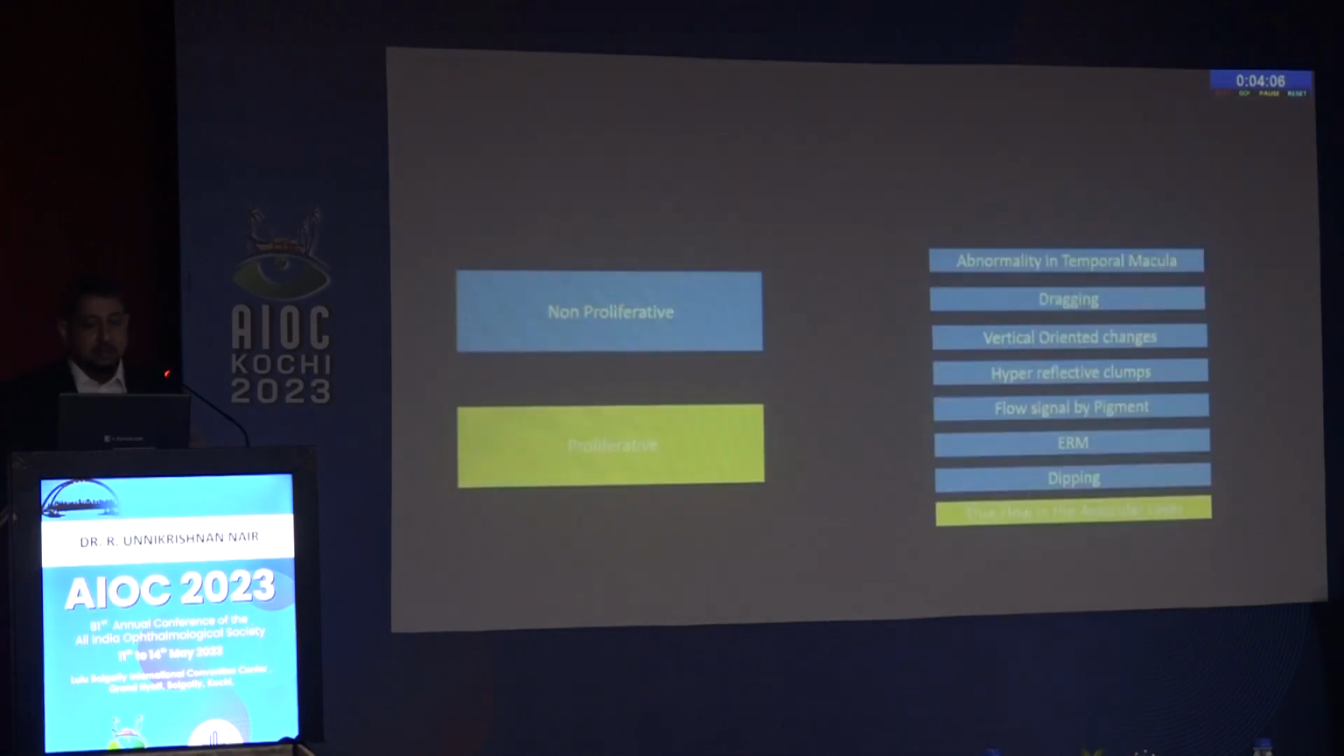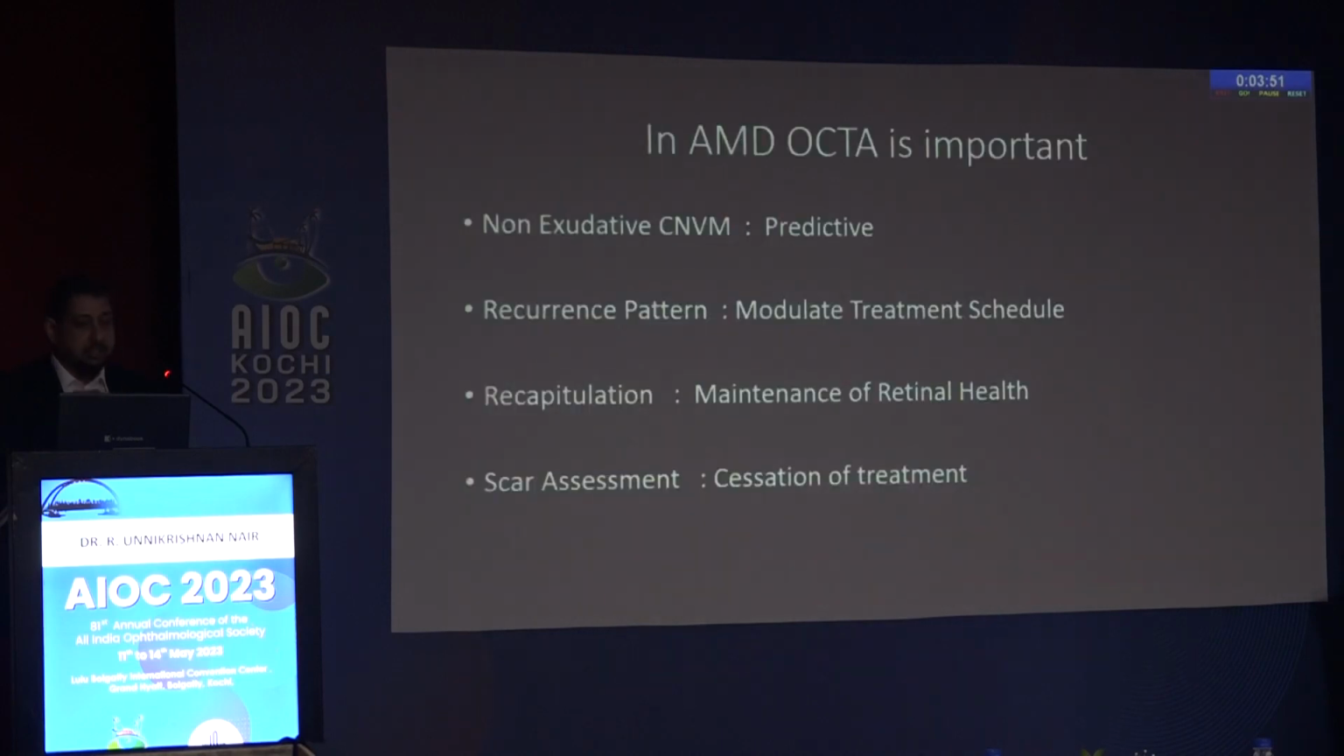Okay. So just look at these features. Non-proliferative, you see all these features, and the proliferative, you see true flow in the avascular layer. So this is how you differentiate a non-proliferative and a proliferative, and all the features put together essentially.